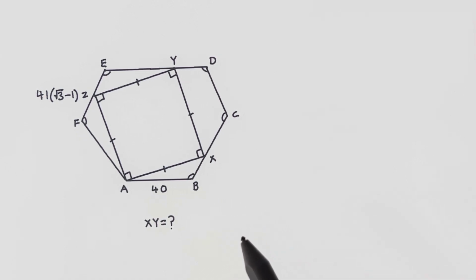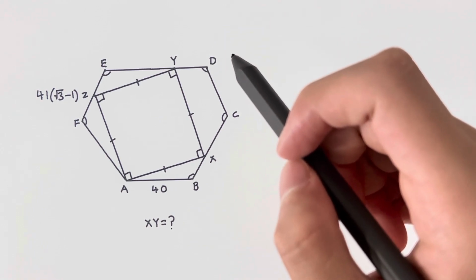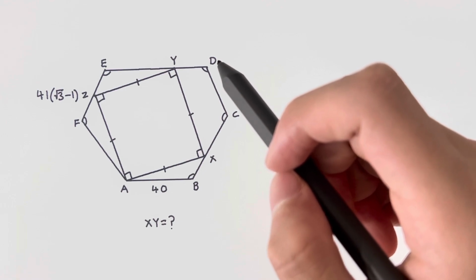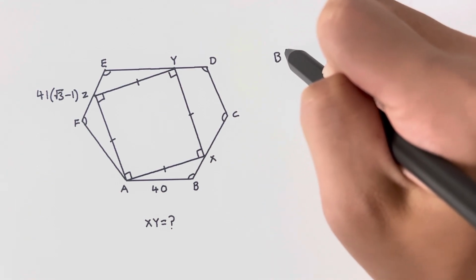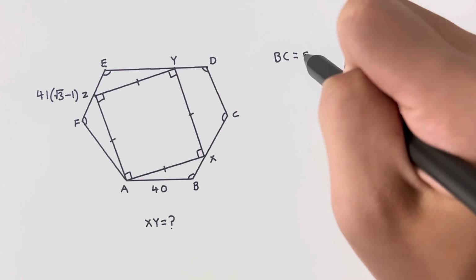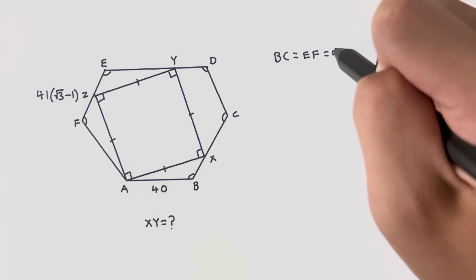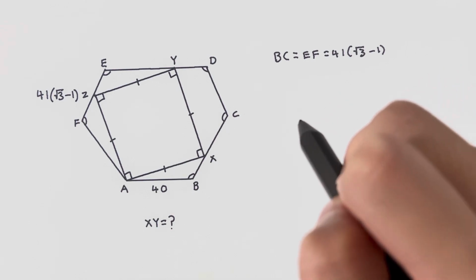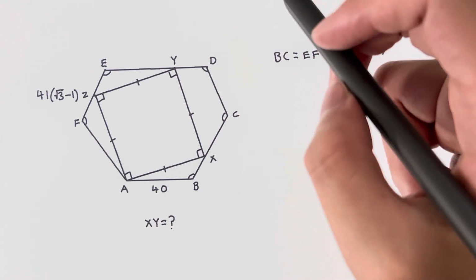Now, we can, without loss of generality, assume that Y coincides with D and CD is parallel to AF as before. In which case, we have BC equals EF. And this will equal 41 times (square root 3 minus 1) as given in the problem. This is under the precondition that Y coincides with D.